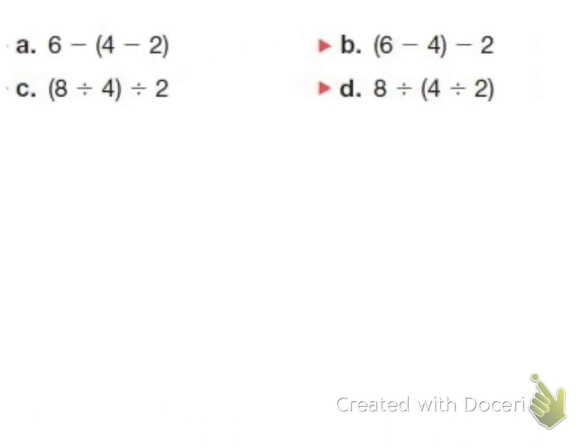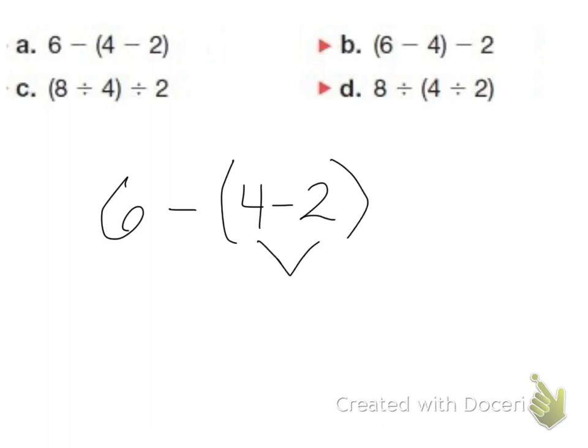All right, so let's practice with these problems. First problem we have 6 minus 4 minus 2. Remember, we do what's in parentheses first. 4 minus 2 is 2. So then we do 6 minus 2, which equals 4. So this one equals 4.